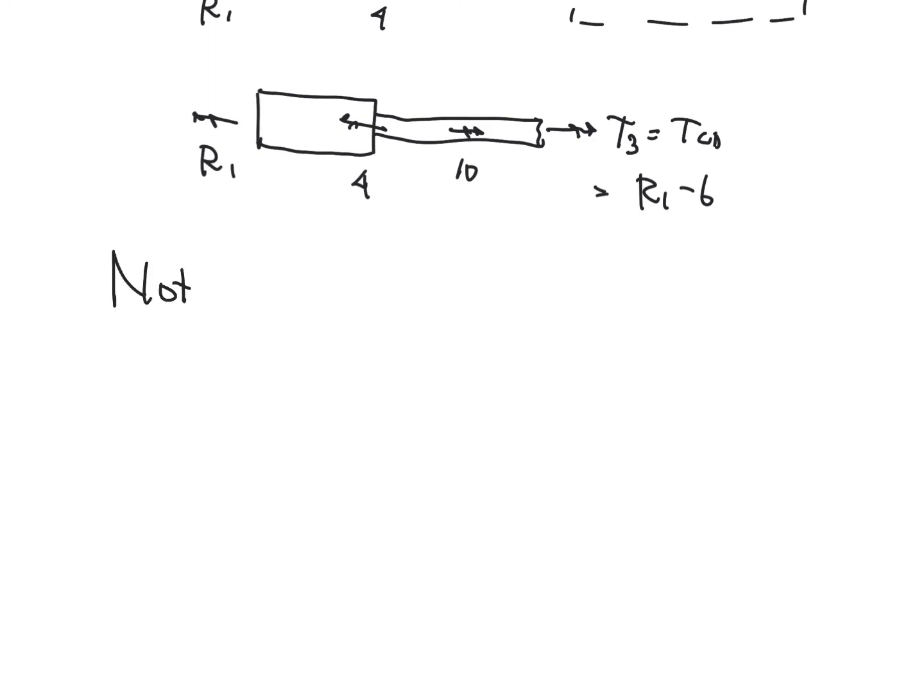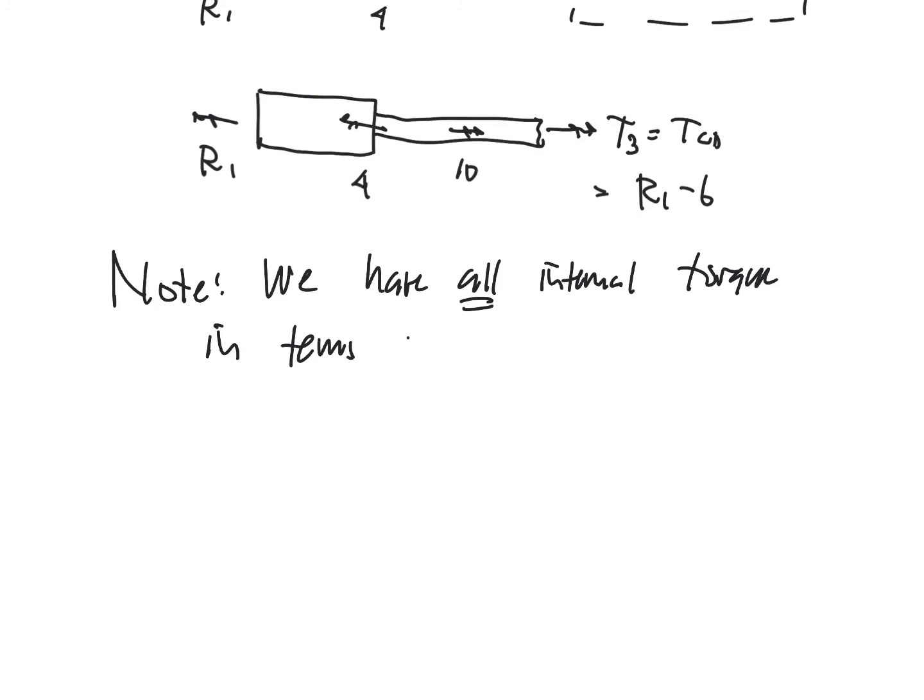Let's write that up. We have all internal torque in terms of 1 unknown, and that's R1. Exclamation point. That's kind of a big deal. So we're highlighting that just to make sure you recognize that. R2 is nowhere to be seen.